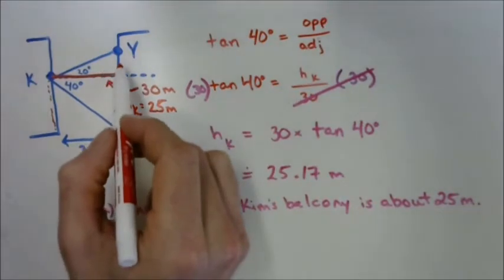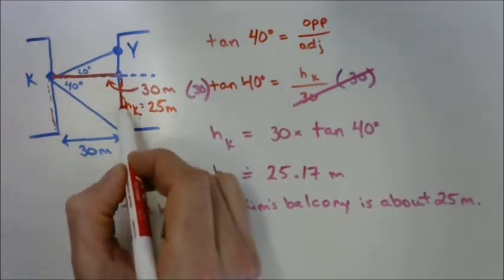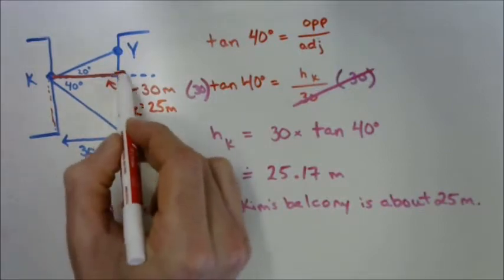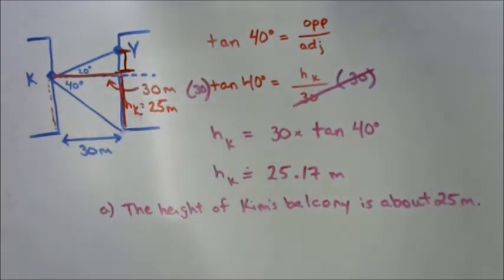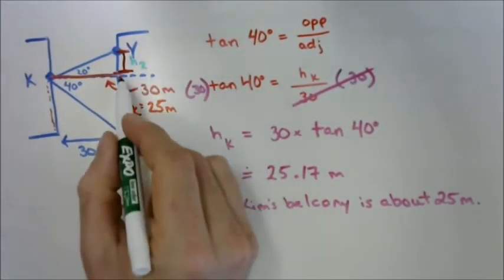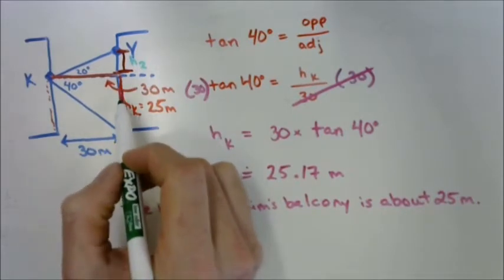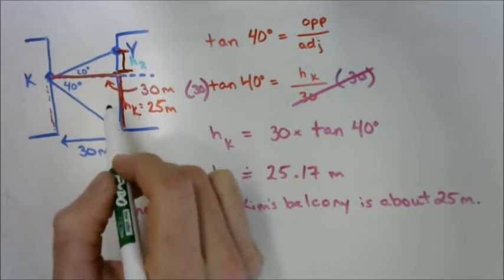Now to find the height of Yuri's balcony, all I have to do is take this height of 25 meters and add it to this missing height. So there's my next step right there. I need to find the height of that section right there. Maybe just for simplicity, we'll call it H2. So we've already got HK, which is going to be right here. In order to find Yuri's height, we're going to add HK to H2. We're just going to add these two heights.